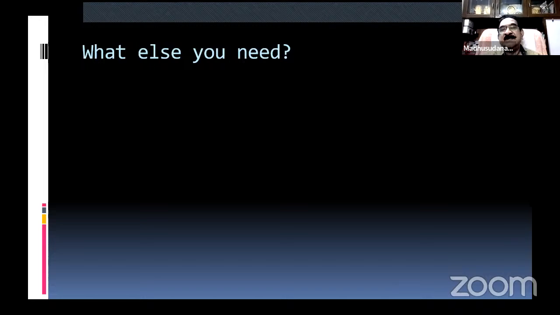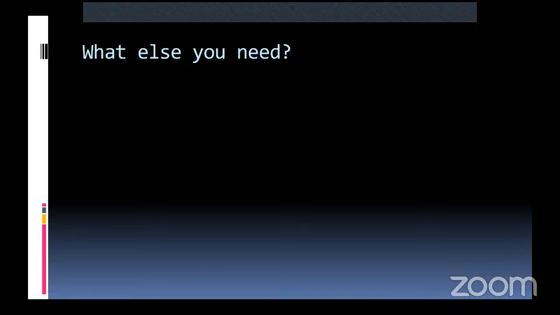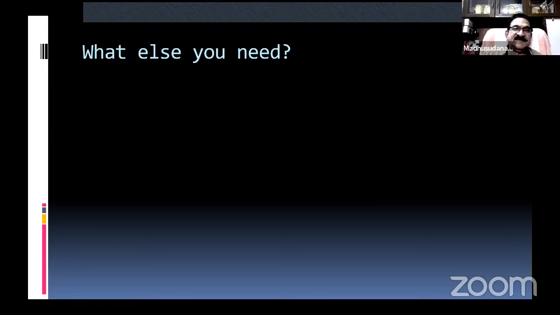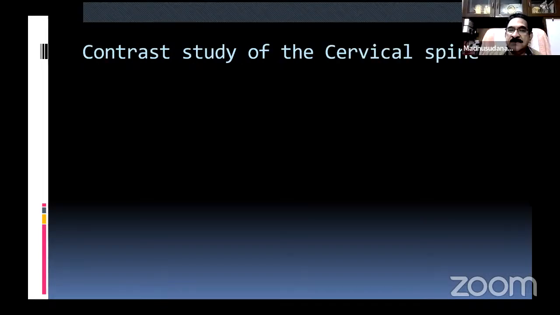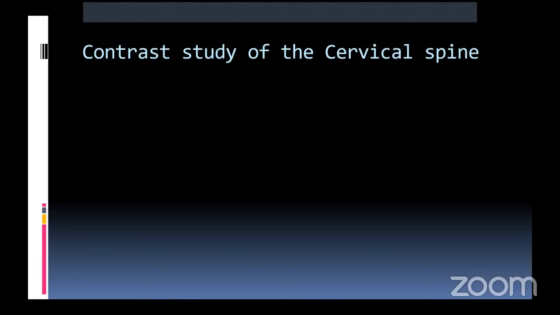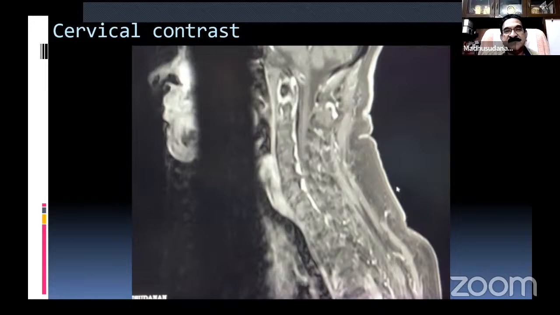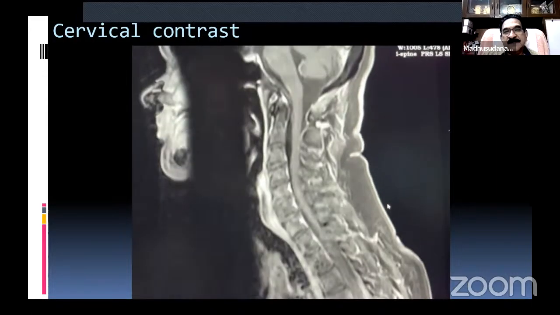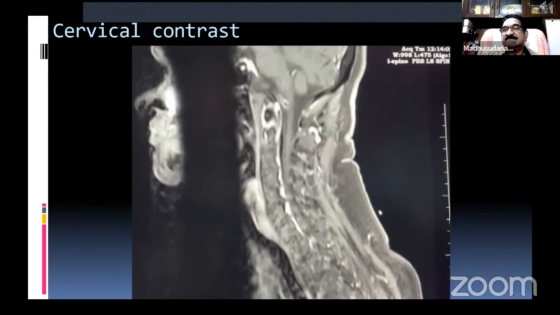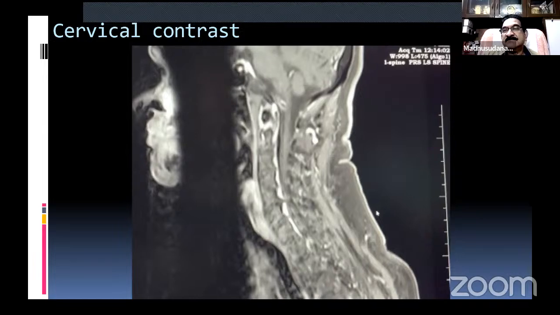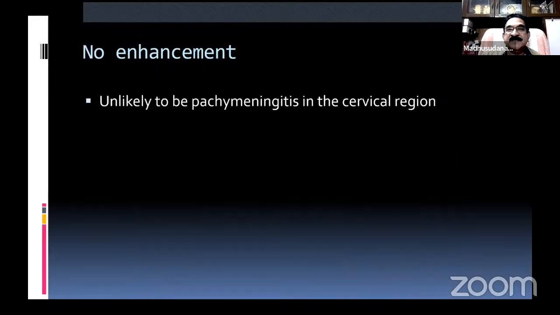So what else do you need now? CSF. Yes, sir. Contrast MRI. Okay, contrast MRI, very good. So a contrast study of the cervical spine was done. In the contrast MRI, there is no contrast enhancement of the lesion. So if it was lower down, you would say pachymeningitis. The upper part, what is that? It should be pachymeningitis, but there is no enhancement of the cervical part. Unlikely to be pachymeningitis in the cervical region.